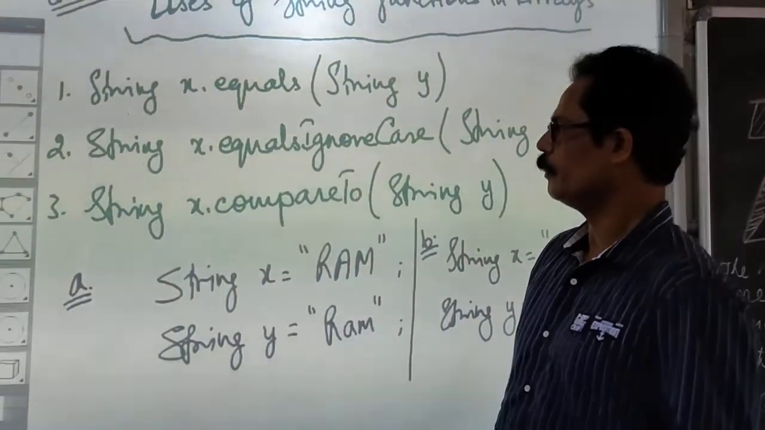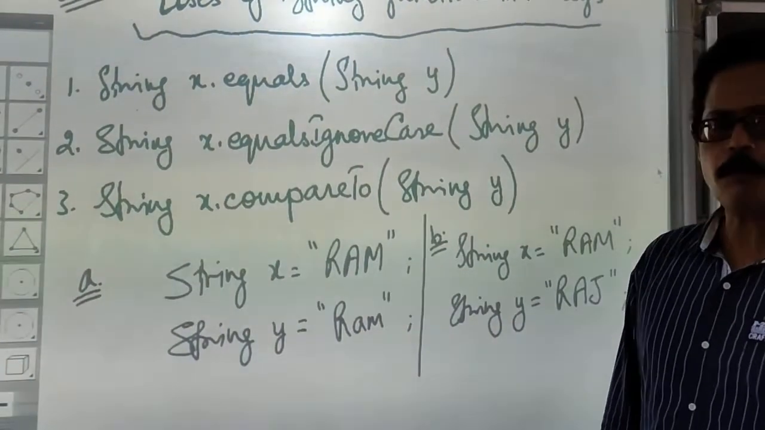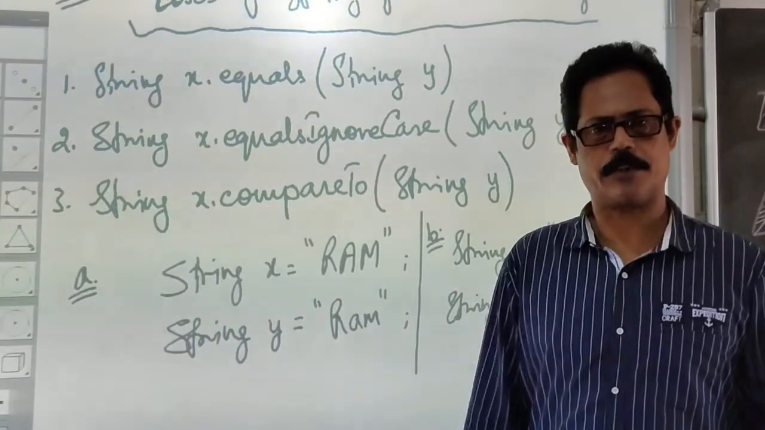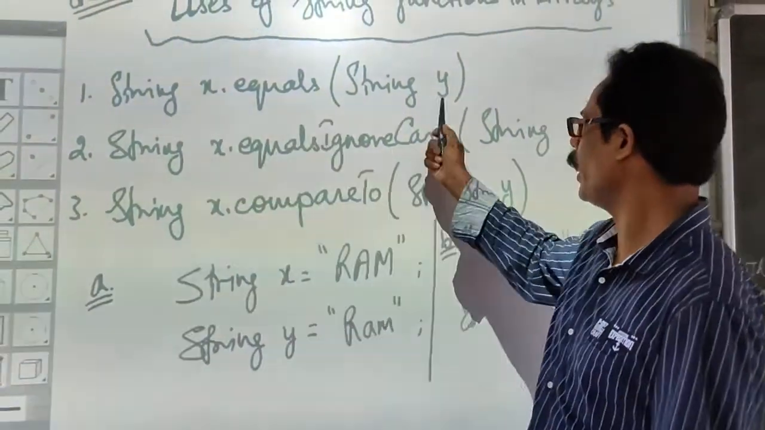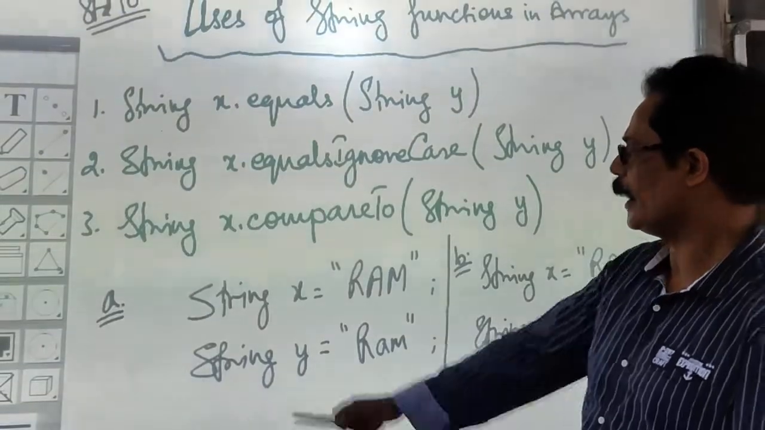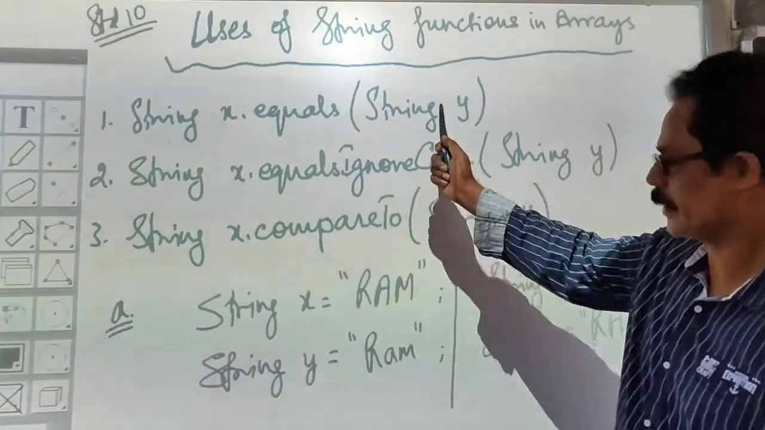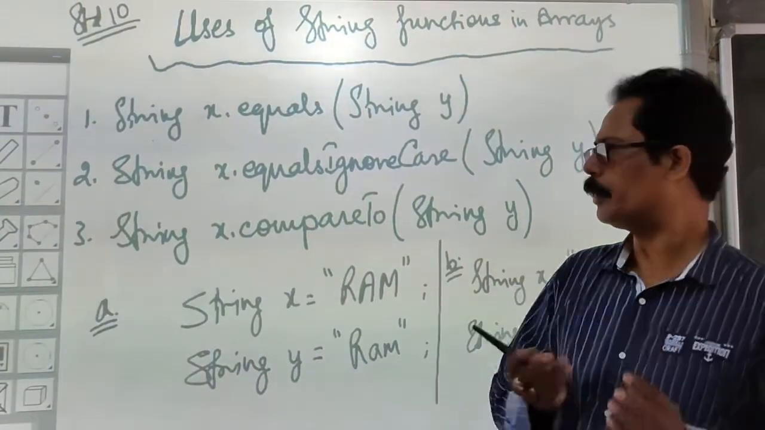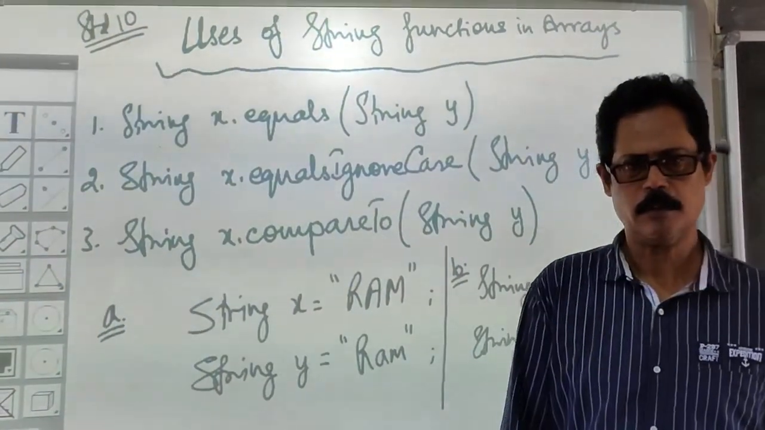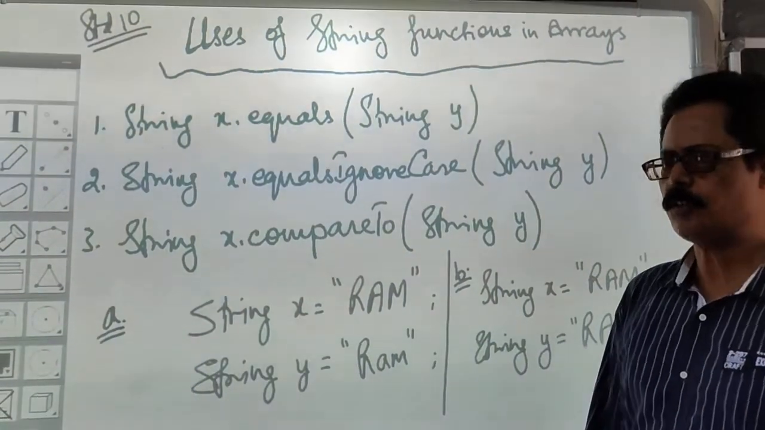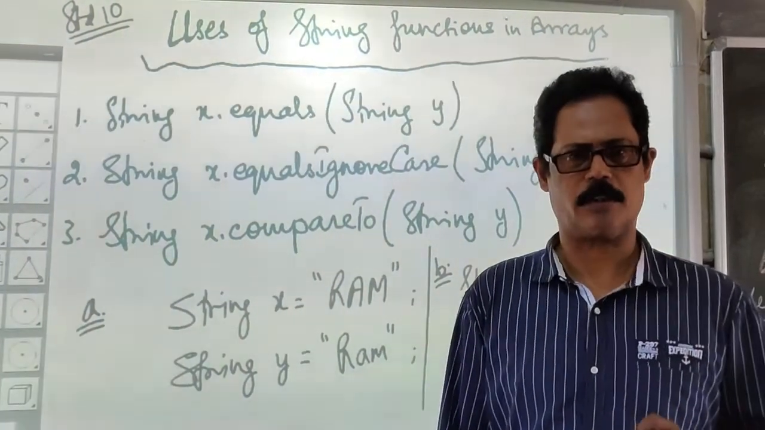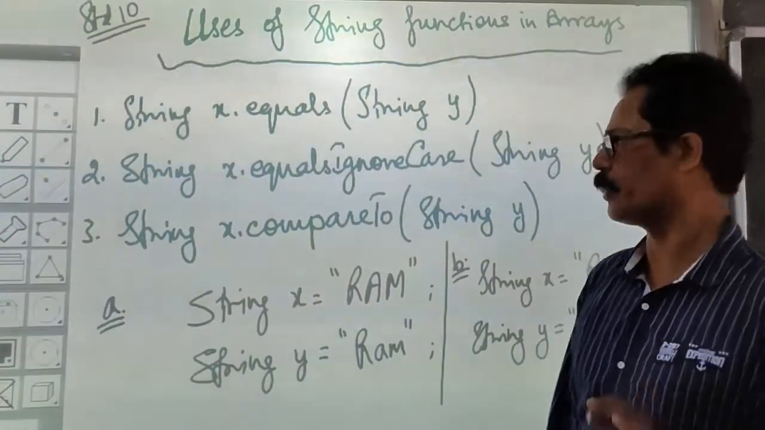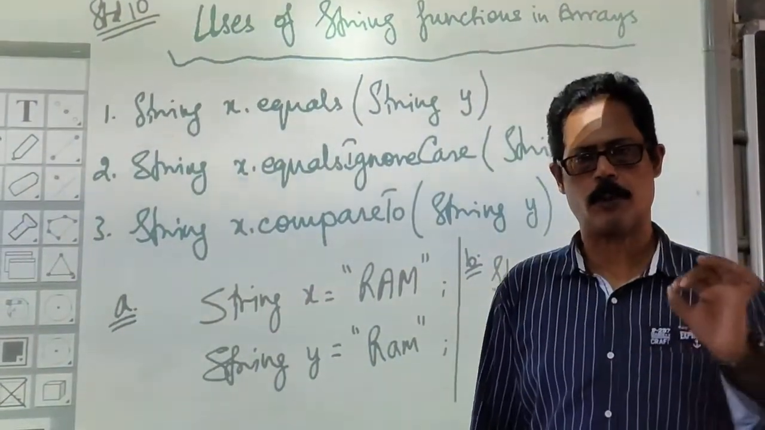What it does is, it performs the equality check between two given strings, that is x and y respectively, where x is the first string and y is the second string. It compares the equality between these two strings and returns a Boolean value as a result. So please remember, it returns a Boolean value as a result.